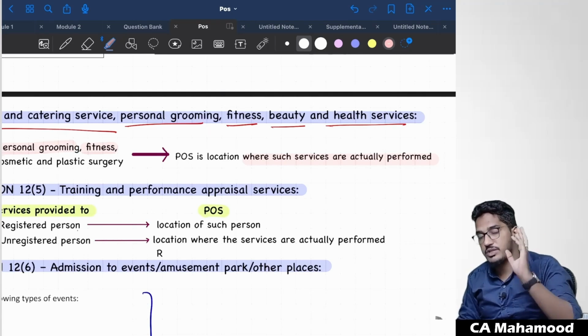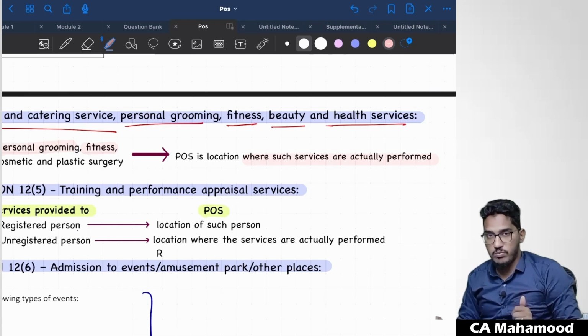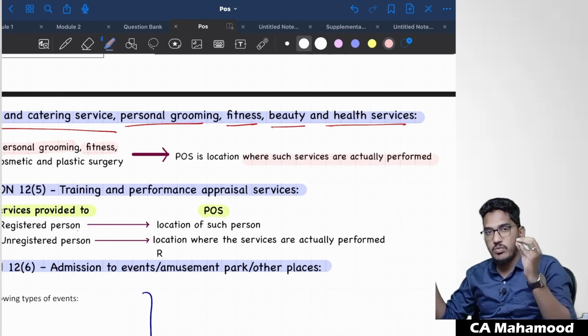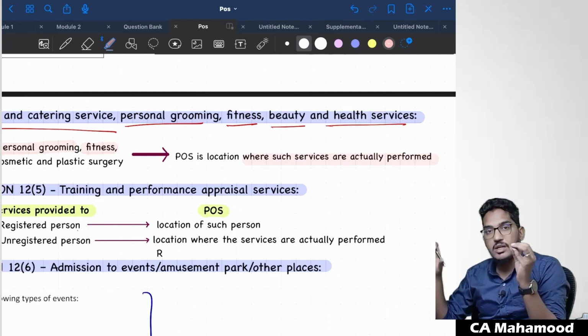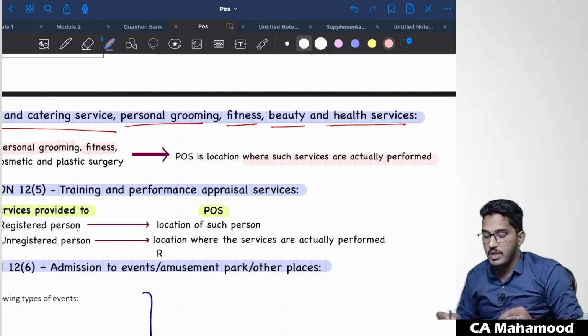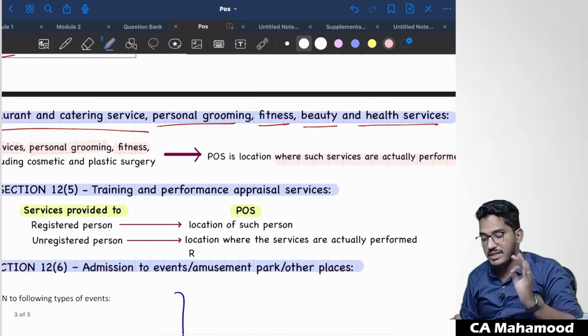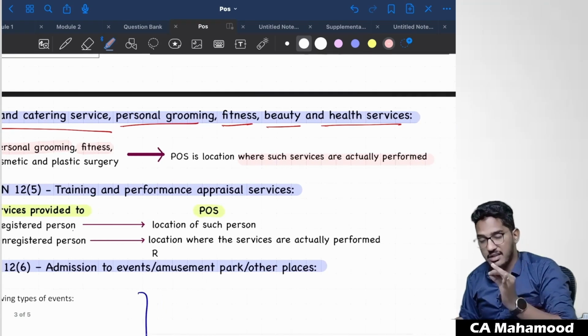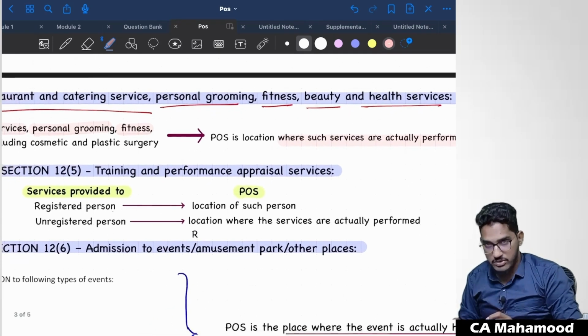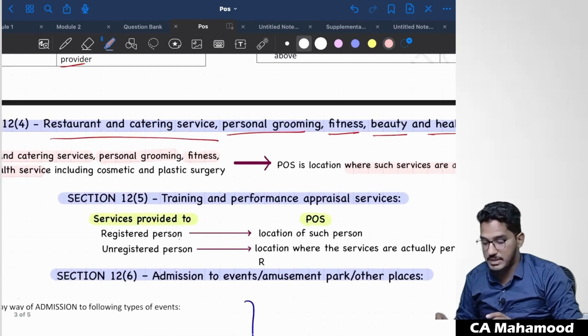For example, a beautician is going to travel from somewhere in Mumbai. There is one popular celebrity located in Delhi. A beautician traveling from Mumbai, going to Delhi, doing some beauty treatment there. What will be the place of supply? Where the treatment is getting provided? That treatment is getting provided at New Delhi. The place of supply will be New Delhi. So in case of these services, restaurant, catering, personal grooming, fitness, beauty and health services, the place of supply is going to be wherever such services are actually performed. So very simple one. This is 12 subsection 4.